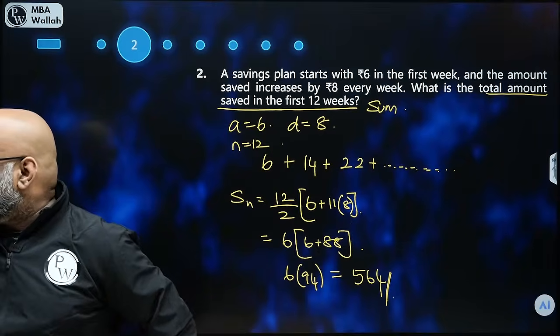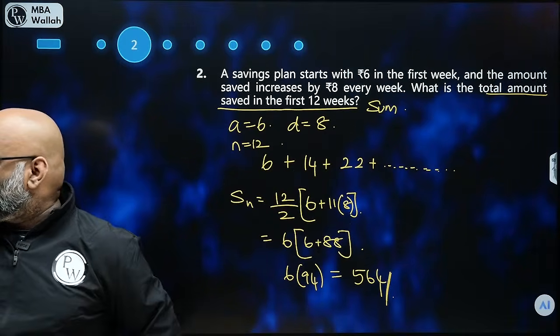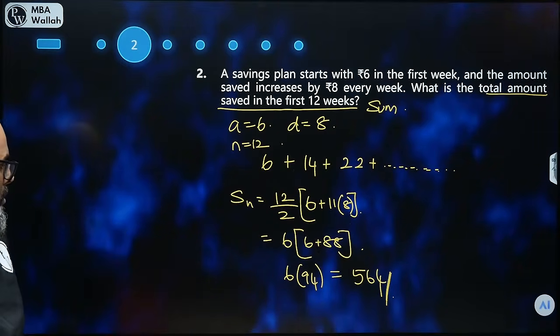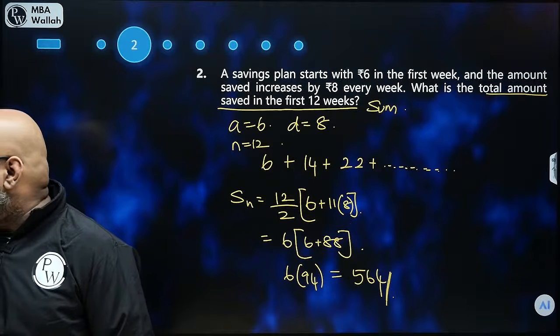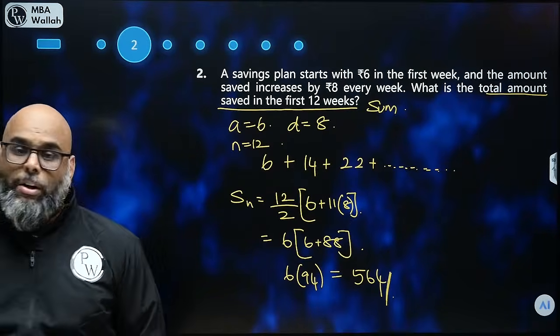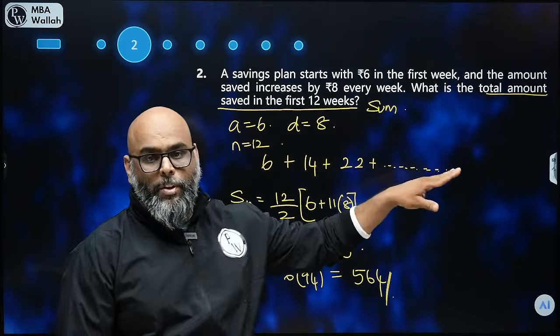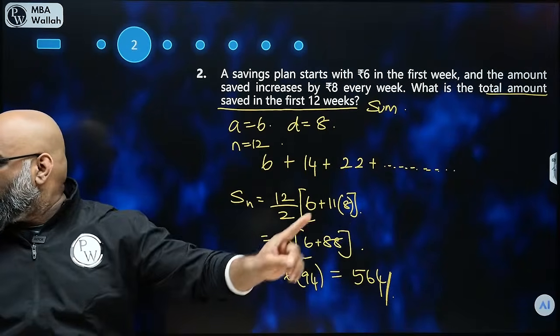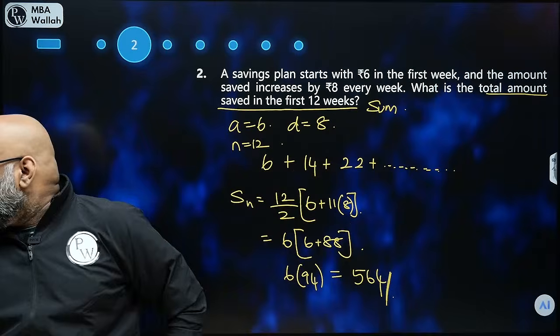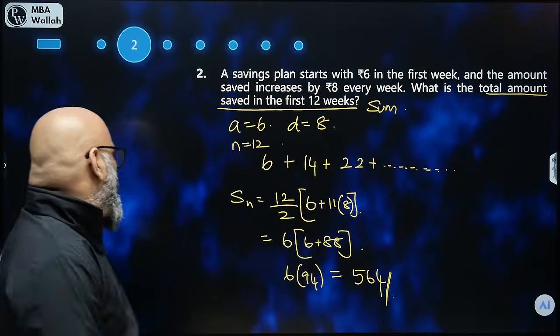Varsha and Swastik, you have found 624. I'm getting 664. You have found the 12th week. The question is not the 12th week. The question is total of 12 weeks. Are you telling me 624? No, I am not getting 624.